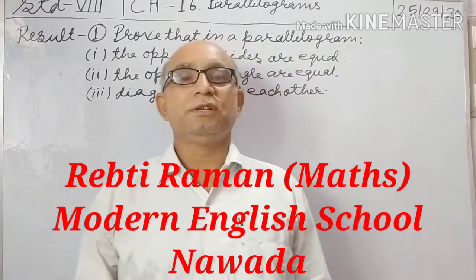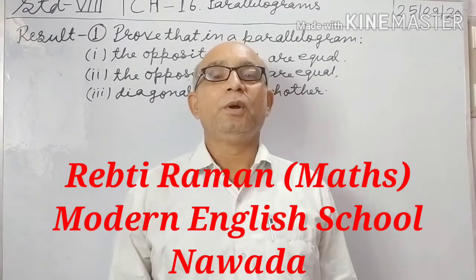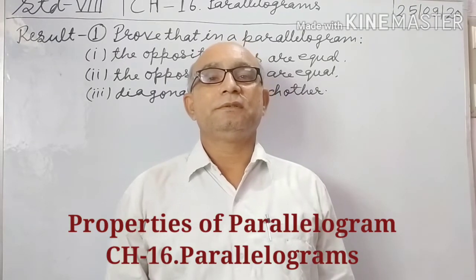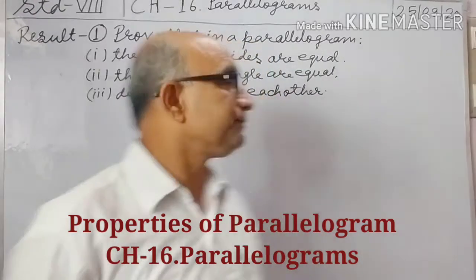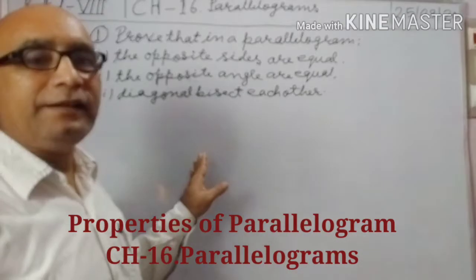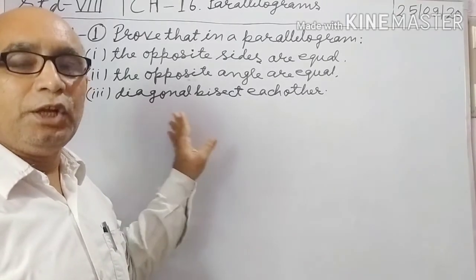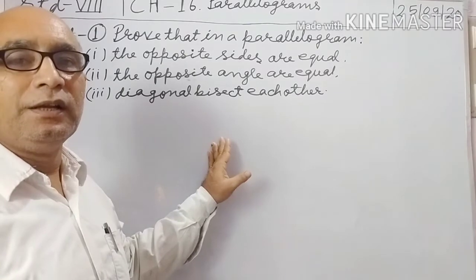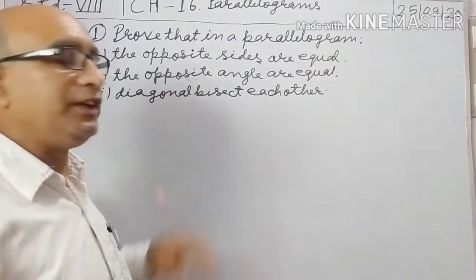Our students, today I shall discuss with you about properties of parallelograms. The first property is Result 1. Prove that in a parallelogram: 1. The opposite sides are equal. 2. The opposite angles are equal. 3. The diagonals bisect each other.